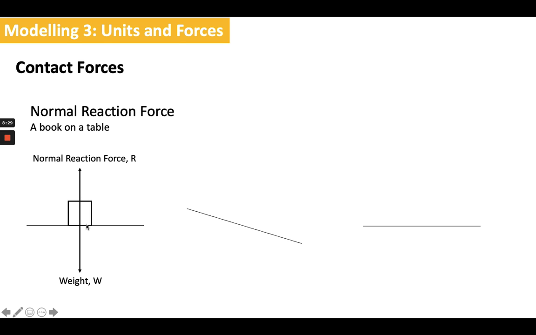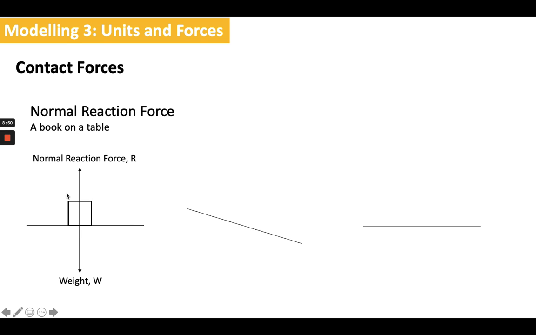and the normal reaction force points directly upwards and counteracts this weight. If I lift this book or move this table, this contact force disappears, so it only exists if the book is in contact with the table. It's not a fundamental property of this book, like the weight is. It exists as a reaction to the contact. So this contact force operates as a reaction to that contact.